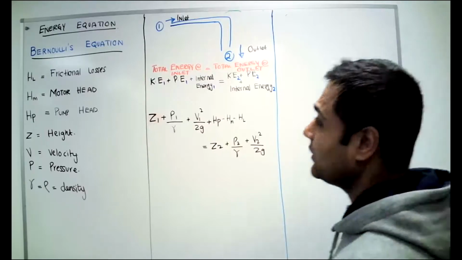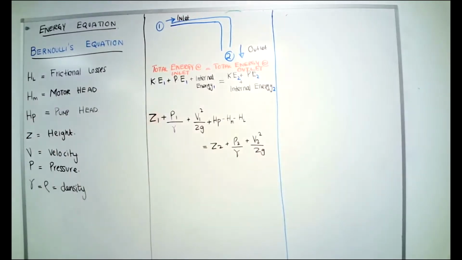When we talk about Bernoulli's equation, there are a few important symbols. Friction losses are represented by HL, motor head losses by HM, and pump head by HP. The unit of all these is length. Z is the height. We don't use H as a height because that is for these symbols. That's velocity, that's pressure, that's density. So rho or gamma, we use that one for density.